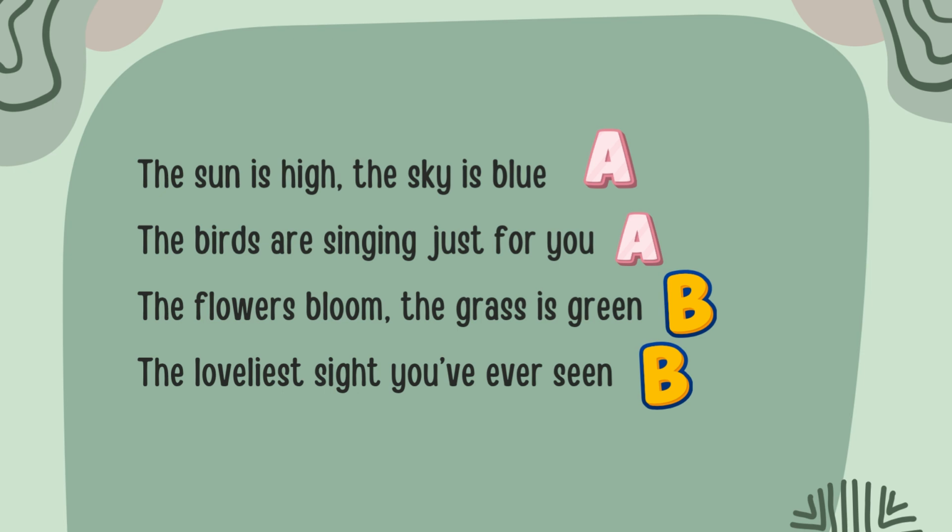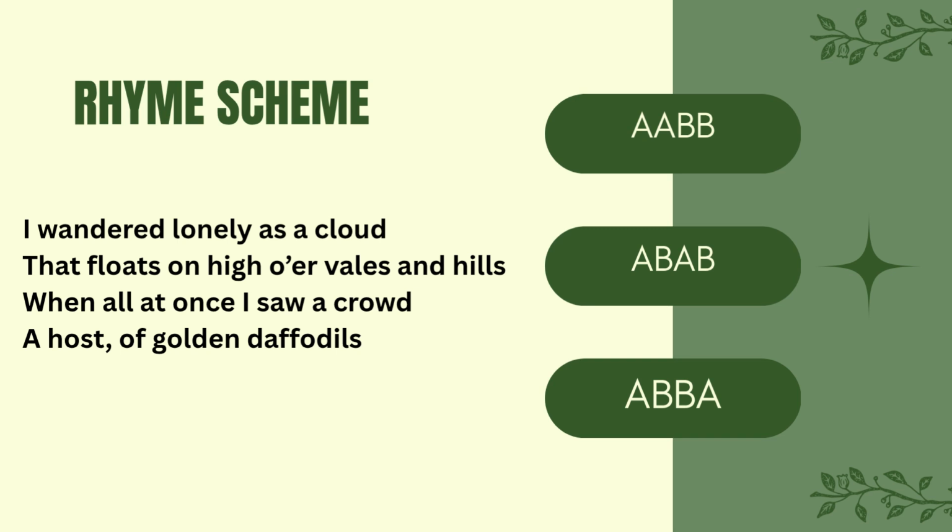Let's have another example. I wandered lonely as a cloud that floats on high o'er vales and hills, when all at once I saw a crowd, a host of golden daffodils. What rhyme pattern can you see? Lines 1 and 3 rhyme, lines 2 and 4 rhyme. So this is an example of ABAB pattern.